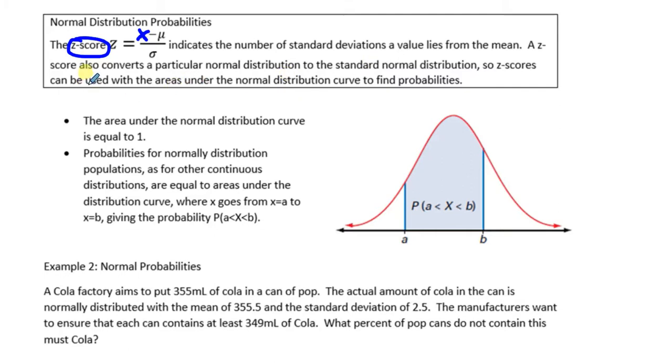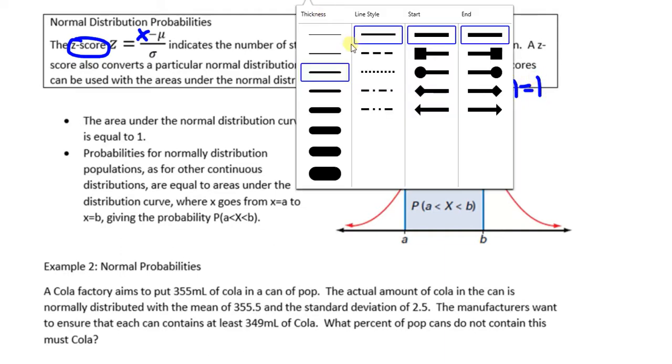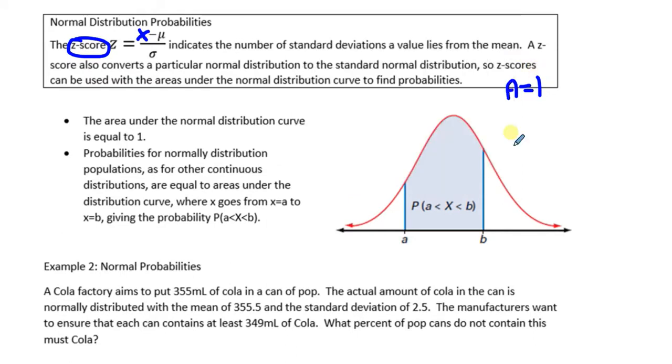A z-score also converts a particular normal distribution to the standard normal distribution. So z-scores can be used with the areas under the normal distribution curve to find probabilities. That's basically what we're doing. We know that the area under the curve is going to equal 1, so we find the area under the curve and then put it over 1. The area under the normal distribution curve is equal to 1.